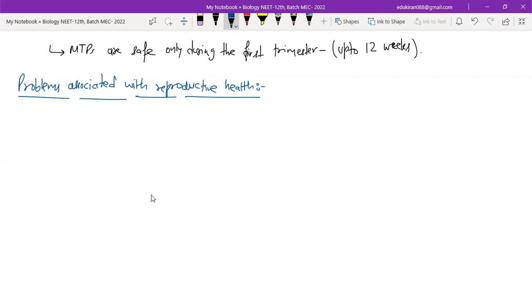Overpopulation is a problem, but let's try to understand why overpopulation happens. There is one thing called population blast. What is a population blast? A sudden increase in population. And how can a sudden increase in population happen? Sudden means how sudden?